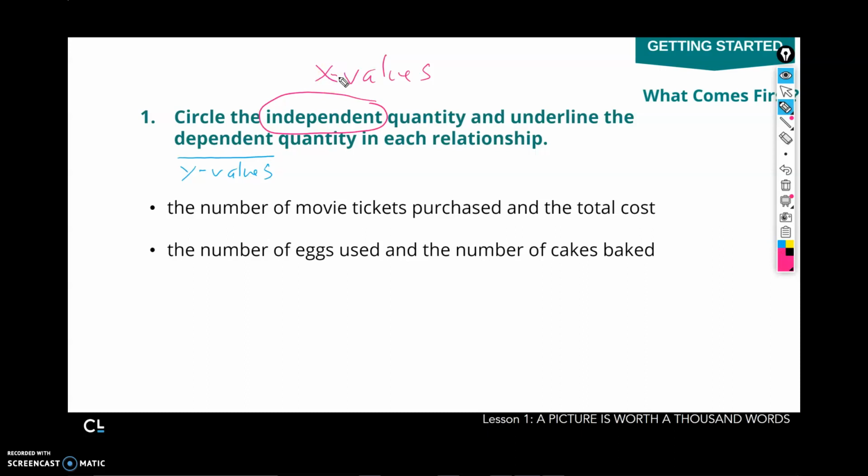So, if I'm looking at the situation, the number of movie tickets purchased and the total cost, what stands alone? What's independent? What depends on the independent? If I'm going to look for my independent first, I'm going to go with the number of movie tickets. The number of movie tickets depends on nothing. However, the total cost is my dependent. That total cost depends on how many movie tickets I'm going to purchase.